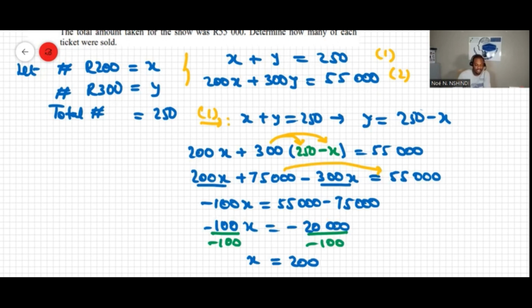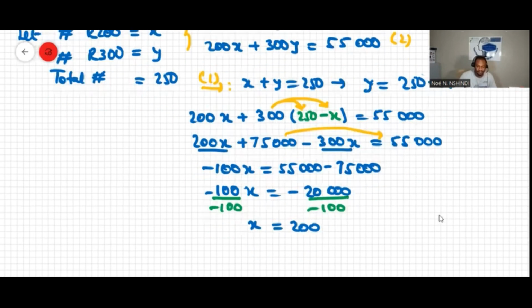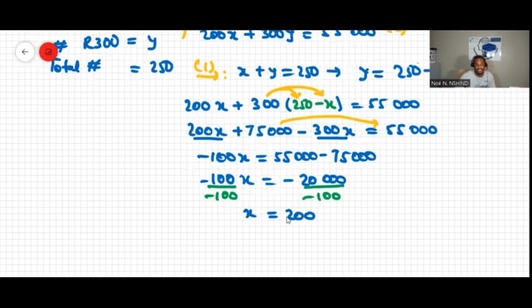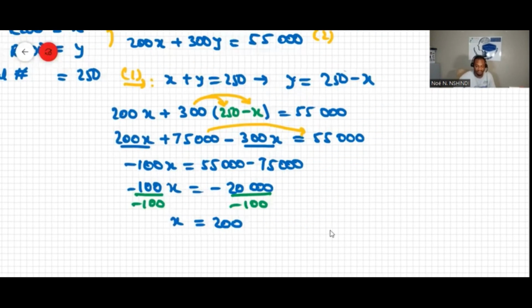So basically, 200 tickets that cost 200 rand were sold, and then we can substitute in here to find y. You can see y will be 250 minus 200, which means 50. And then 50 tickets that cost 300 rand were sold.